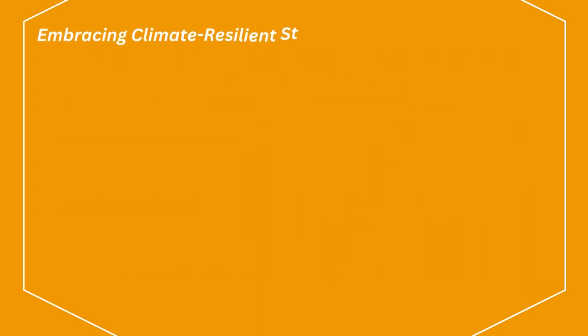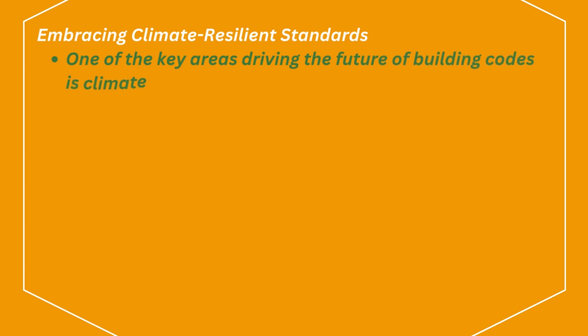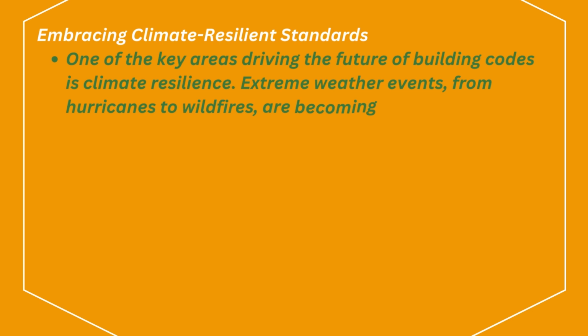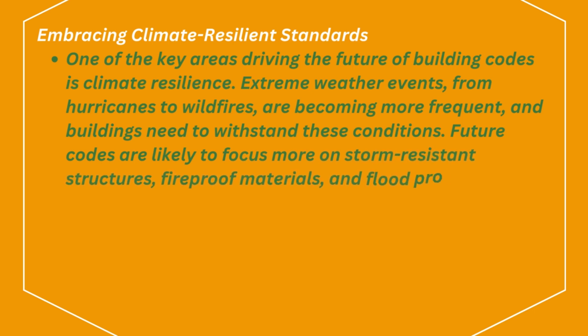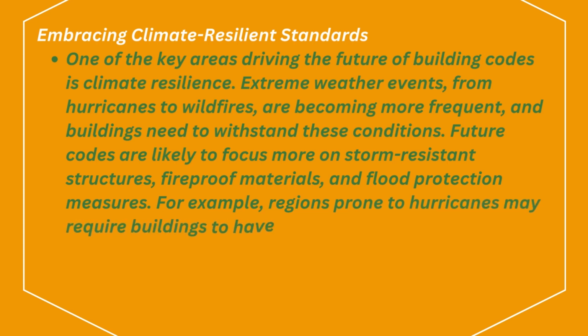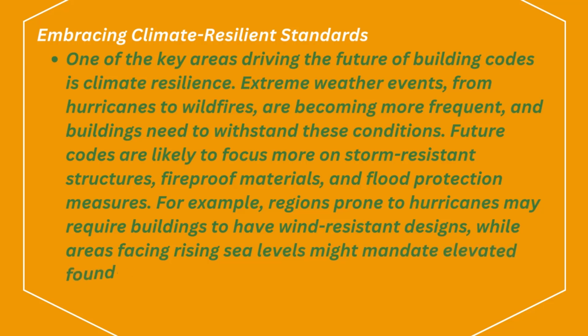Embracing climate-resilient standards. One of the key areas driving the future of building codes is climate resilience. Extreme weather events, from hurricanes to wildfires, are becoming more frequent, and buildings need to withstand these conditions. Future codes are likely to focus more on storm-resistant structures, fireproof materials, and flood protection measures. For example, regions prone to hurricanes may require buildings to have wind-resistant designs, while areas facing rising sea levels might mandate elevated foundations and water-resistant barriers.